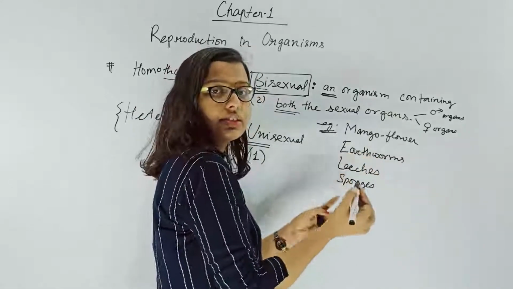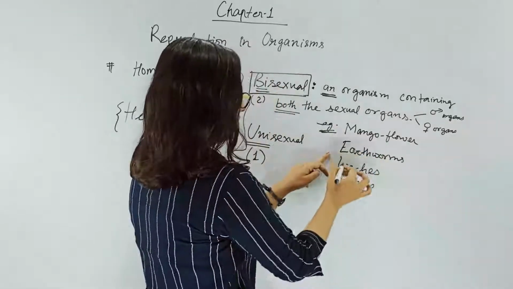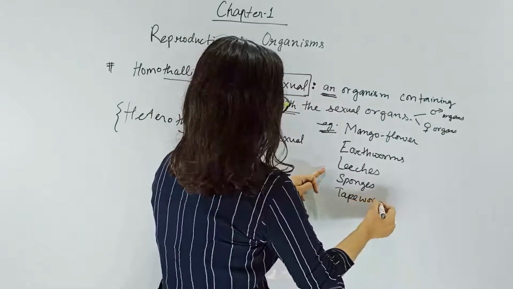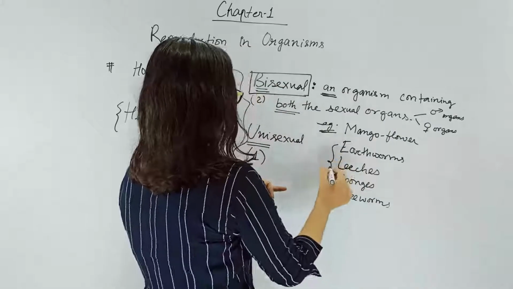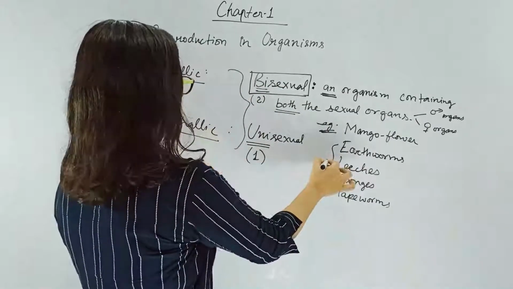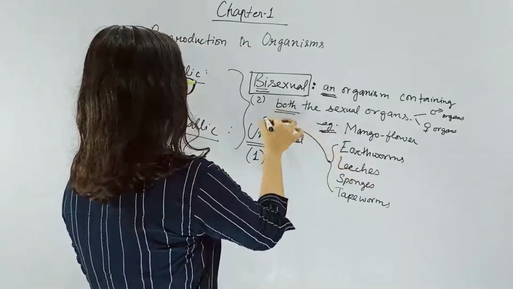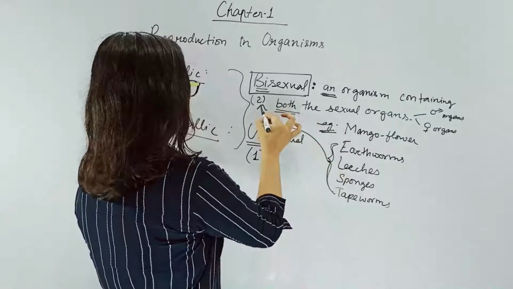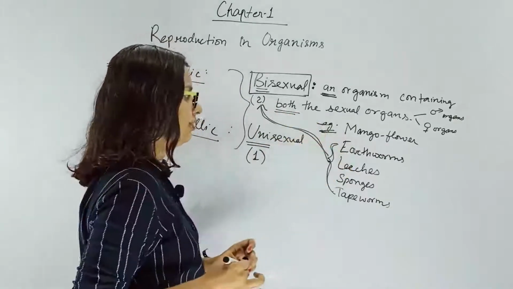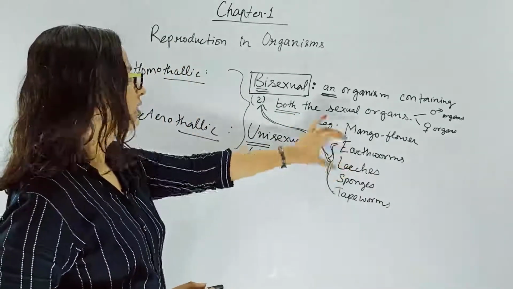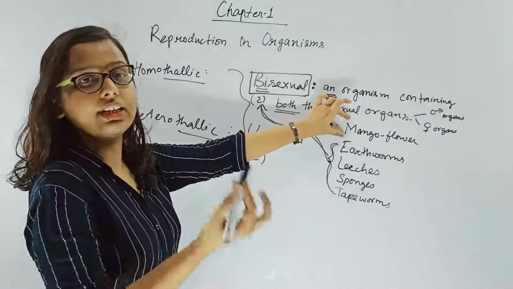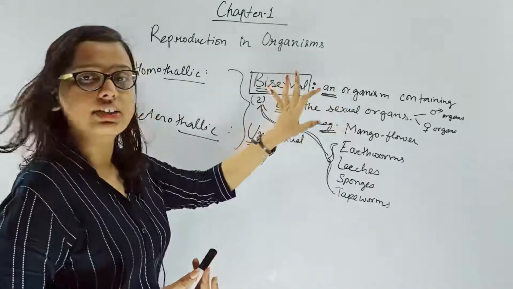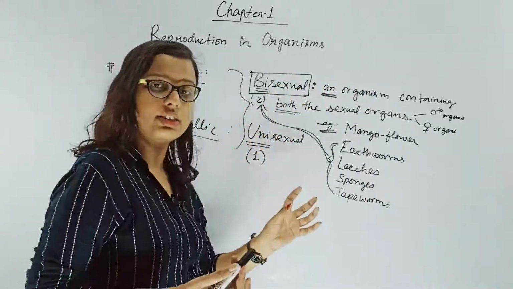Sponges means poriferans simply. So earthworms, leeches, sponges, tapeworms. All these are bisexual in nature. These are animals. This one is a plant. There are many other plants also, such as neem tree. Most of the common plants are bisexual in nature. Means their flower has both the organs.